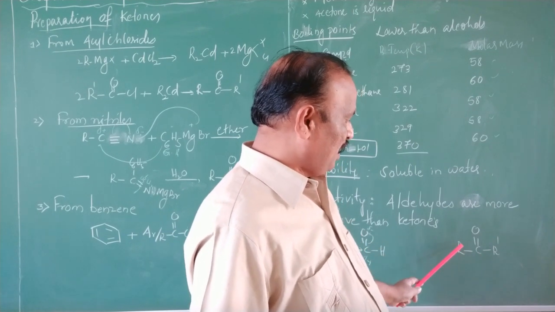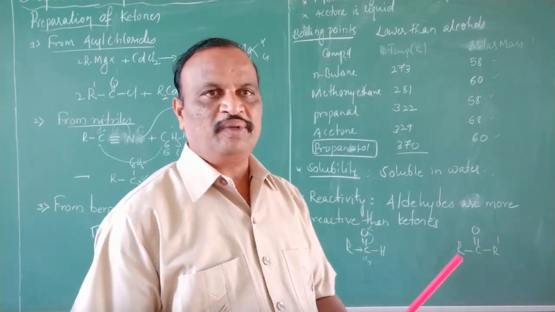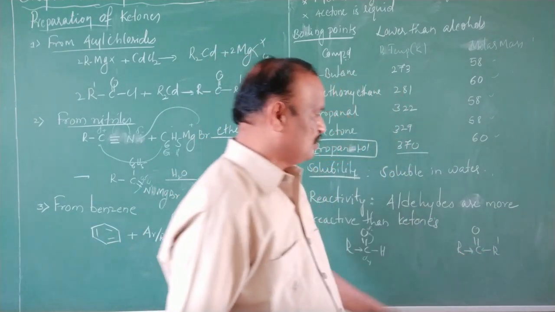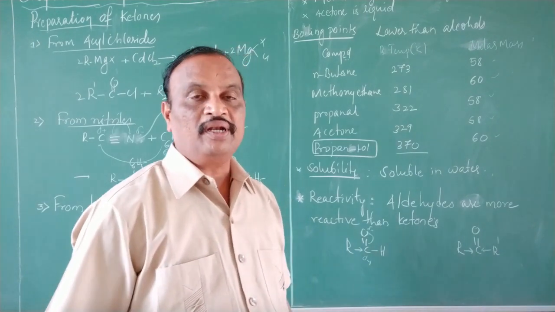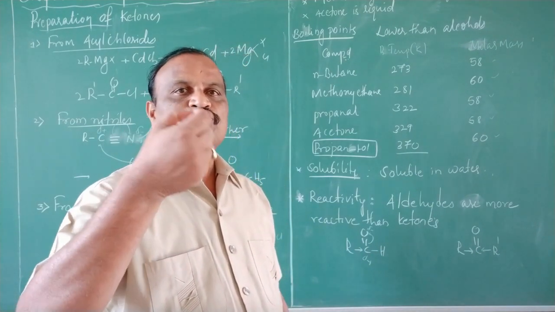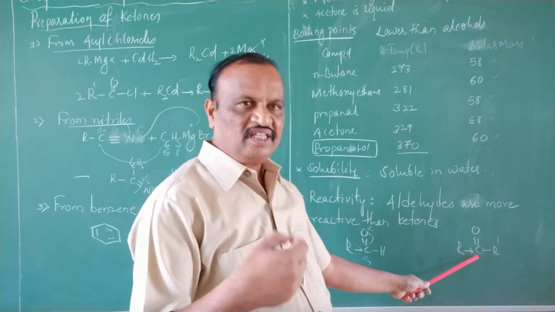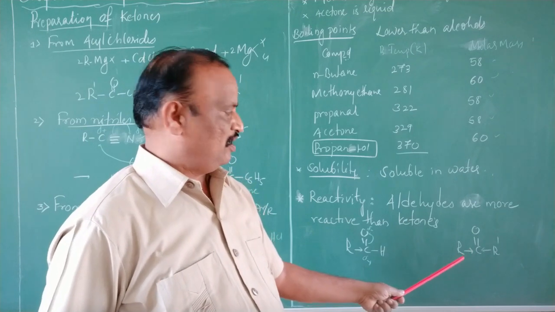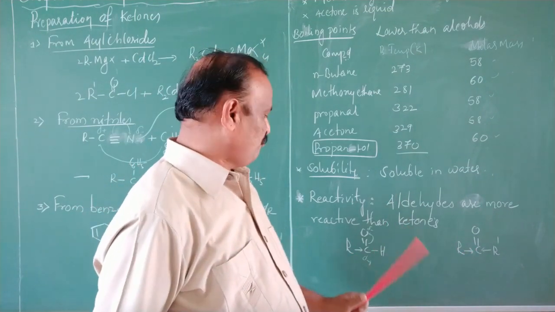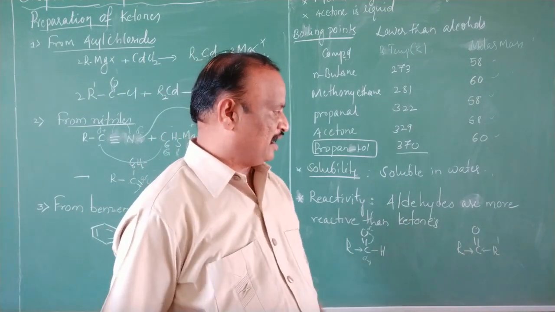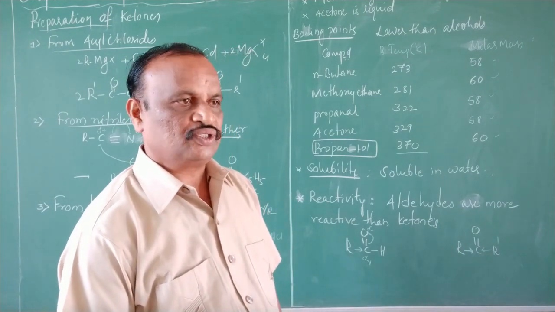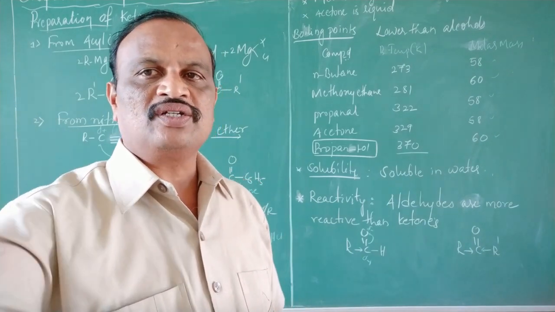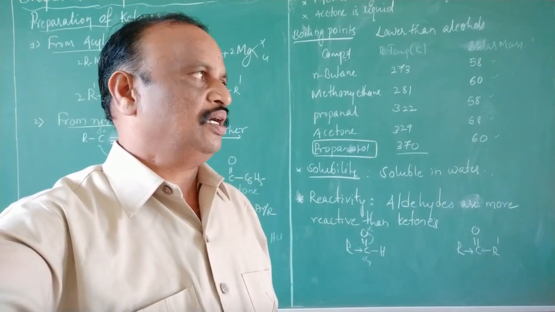First, two alkyl groups are there, so steric hindrance will be there. Another thing is that both alkyl groups release electron density to the middle carbon, the carbonyl carbon, so that the electropositive charge of the carbonyl carbon further decreases. It's because of that reason nucleophilic addition reactions take place faster in case of aldehydes than in case of ketones.